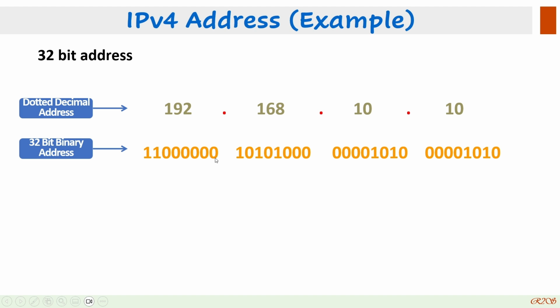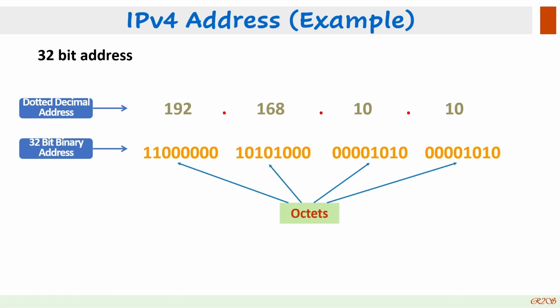11000000. Then 168 is 10101000, right? In the same way, all the decimal values can be represented as binary values, and we will get the 32-bit binary address. Each of these is again called an octet.